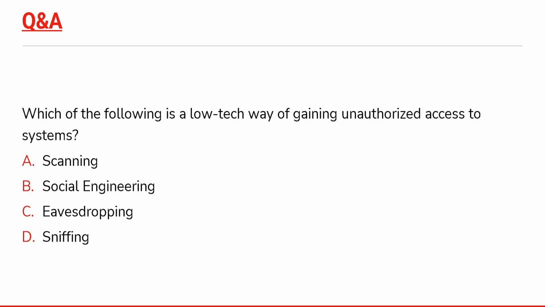All right, so now it is asking which of the following is a low-tech way of gaining unauthorized access to a system. So guys, option A is scanning. Scanning provides us information about the system, whether it is available or not. We will be able to identify more information about it, like which ports are open.